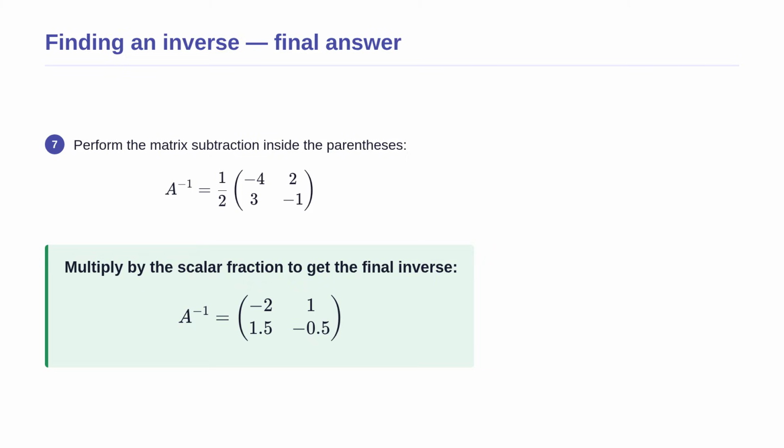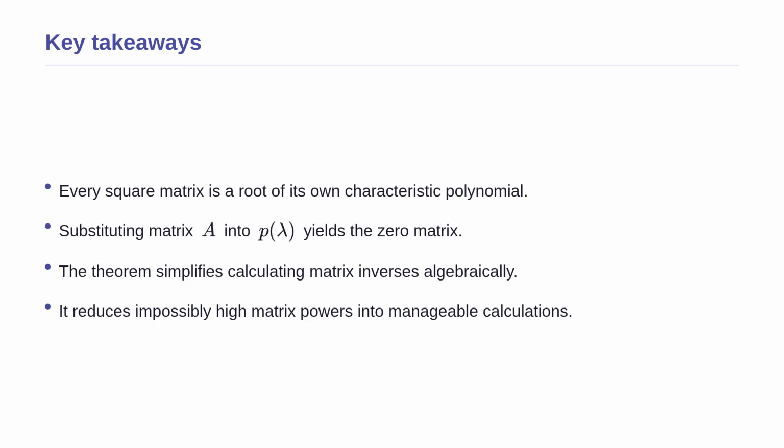The physical meaning of this final answer is that we have successfully found the exact inverse matrix using a completely alternative, highly efficient algebraic method. We have covered a lot of ground today, so let us review the most important ideas. The Cayley-Hamilton theorem is a profound result, stating that every square matrix satisfies its own characteristic polynomial. By simply replacing the scalar variable with the matrix itself, the entire expression evaluates to the zero matrix.